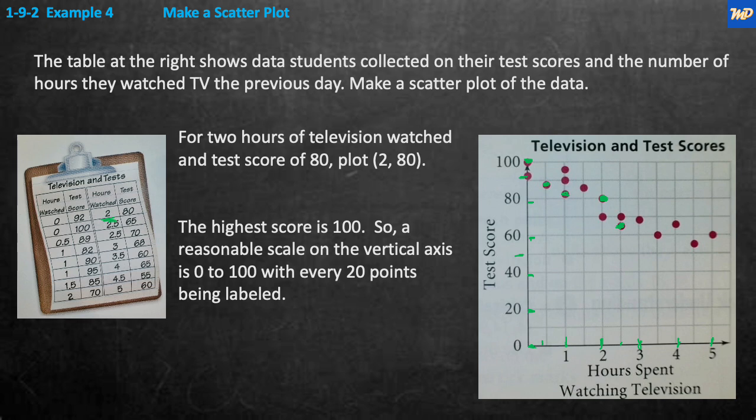Well, this is a scatter plot. And you can look at the scatter plot and kind of make a decision, can't you? You can see that the more TV they watched the night before, the worse their scores were. Now, does that mean that the hours watched TV made the scores worse? Or is that maybe the students that were going to score lower anyway spent more time watching TV? That doesn't mean that one caused the other, but there's a relationship. We don't know what the causal purpose was. Anyway, that's kind of what a scatter plot does.